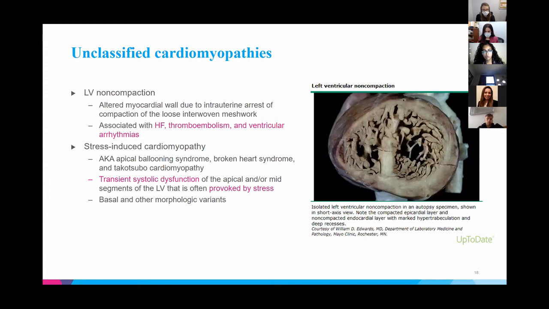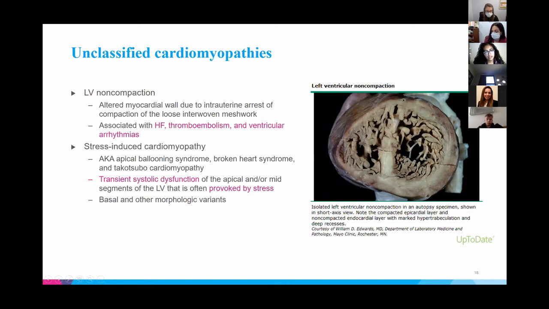And then there's some cardiomyopathies even after all this that are unclassified. The two largest ones are LV non-compaction, where there is an altered myocardial wall due to intrauterine arrest of compaction of the loose interwoven meshwork. This can be associated with heart failure, thromboembolism, because it's easy for blood to pool in these meshes, and can be associated with ventricular arrhythmias as well. So you can see in this autopsy specimen, this is the LV non-compaction.